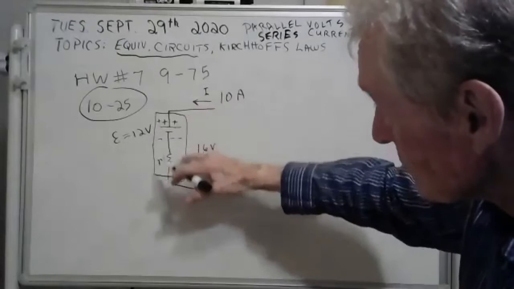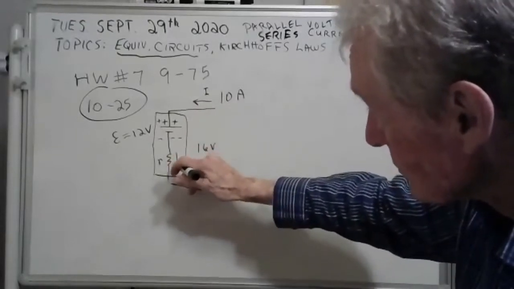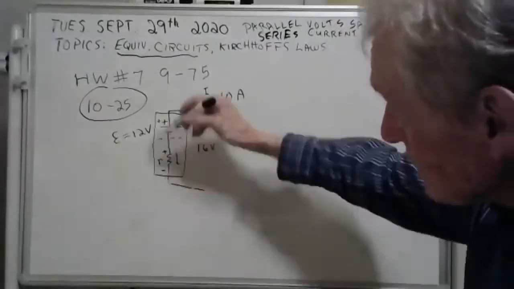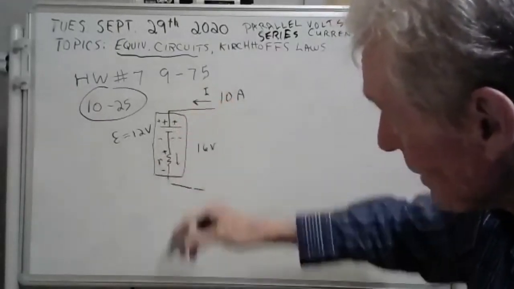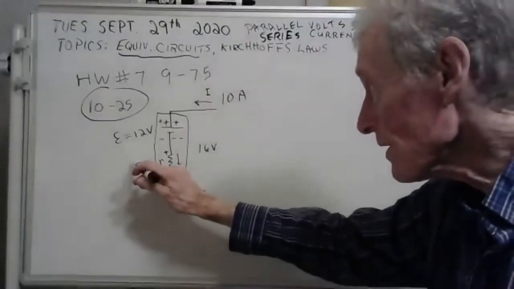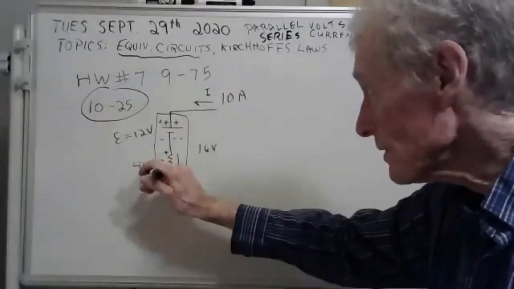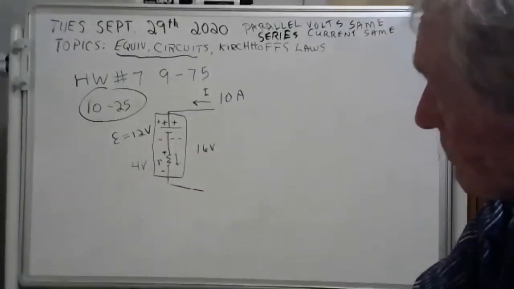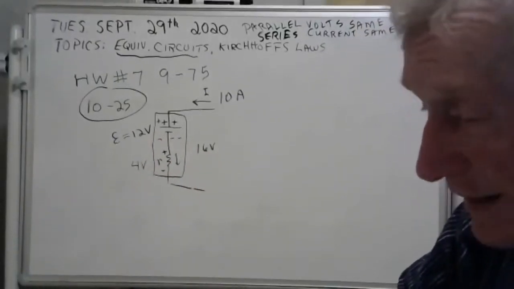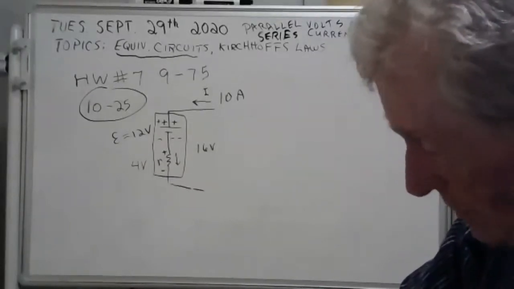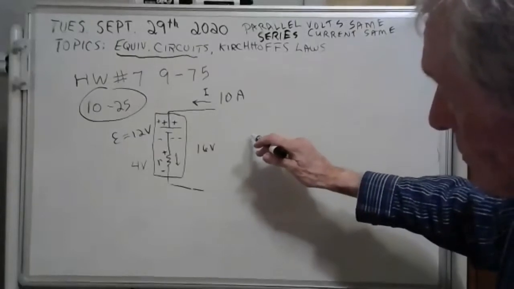Now, the way this current's going, the current's going this way, we know that has to be plus minus. This is plus minus, that's plus minus. Those add up. You know what you got right here? You have to have 4 volts. The 4 volts and the 12 volts add up to 16 volts. They call that the terminal voltage.